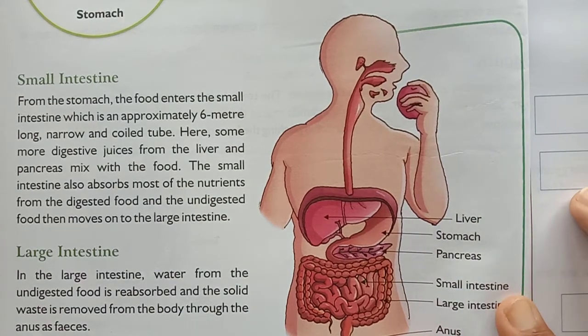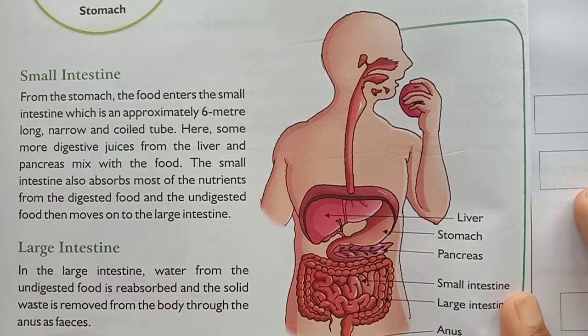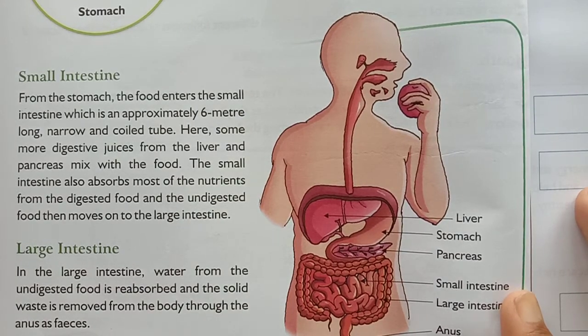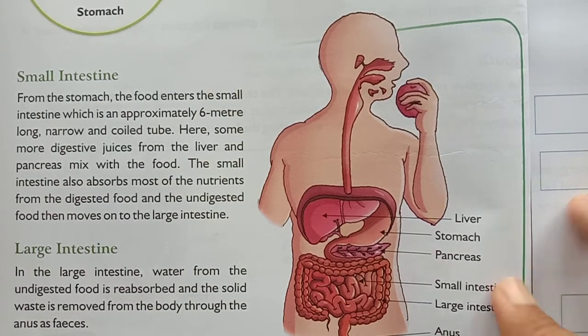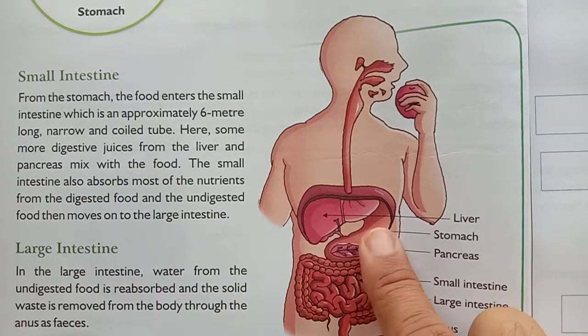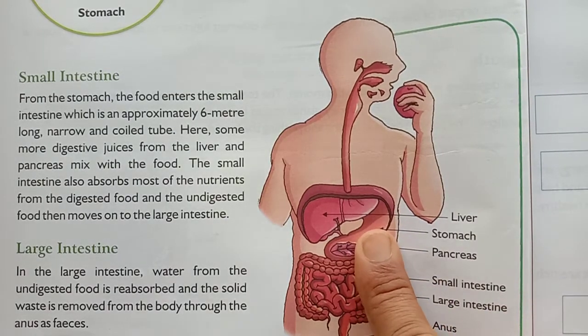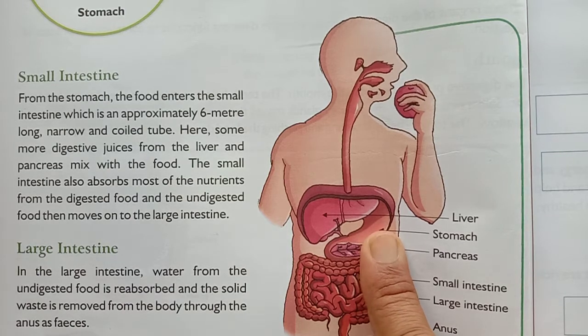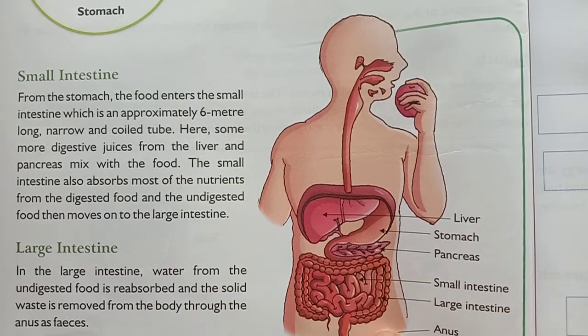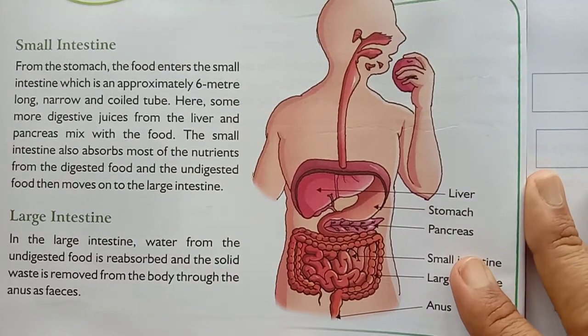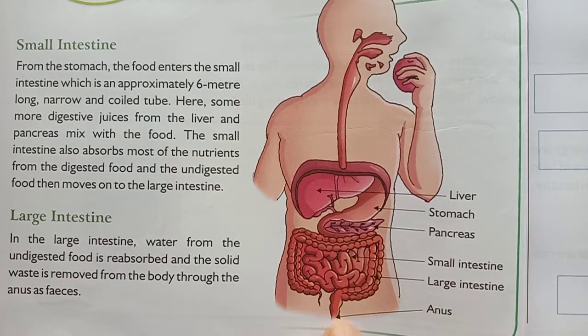From the large intestine, the undigested food moves in solid form to the anus. And in the stomach we can see that the liver and pancreas help by releasing some juices. The liver releases bile juice, and the pancreas releases pancreatic juice, which help in the digestion process. And at the end, the remaining waste, the feces, goes outside our body through the anus.